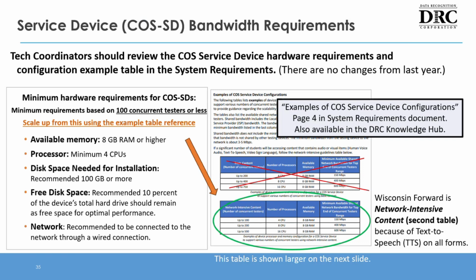A handy reference for scaling up is a table that's available in the system requirements, and that's what's shown here on the right side. I know this is probably too small to read, but we'll look at it larger on the next slide. This is what the table looks like in the system requirements PDF. For all Wisconsin forward testing, you will need to refer to the second table, which is for network intensive content, and that applies to all Wisconsin forward testing because of text-to-speech on all forms.